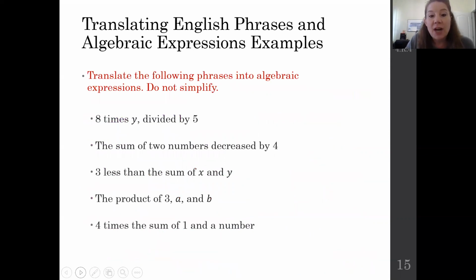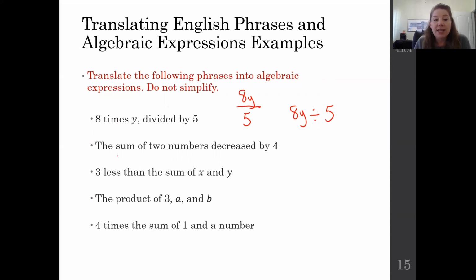All right, translate the following phrases into algebraic expressions. Do not simplify. So we have 8 times y, comma, that means all of that divided by 5. So 8 times y, all of that divided by 5. You can put it like that, or you can write it like this. Those are equal.